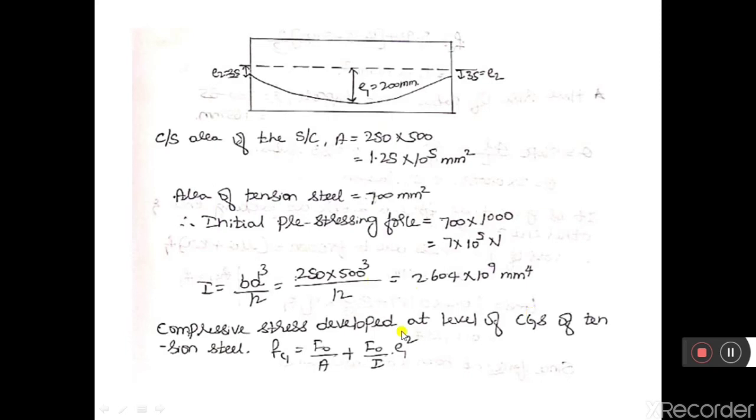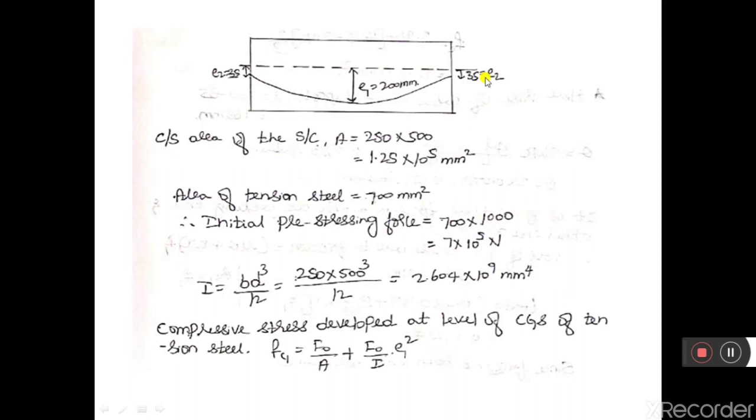Here you remember this condition. In the previous session we had solved a similar type of problem. Here the cable is a parabolic cable, and it has two eccentricities. At the midspan the eccentricity is 200 mm, let us consider it as e1, and at the supports the eccentricity is 35 mm on both ends, let us consider the eccentricity at the support as e2.